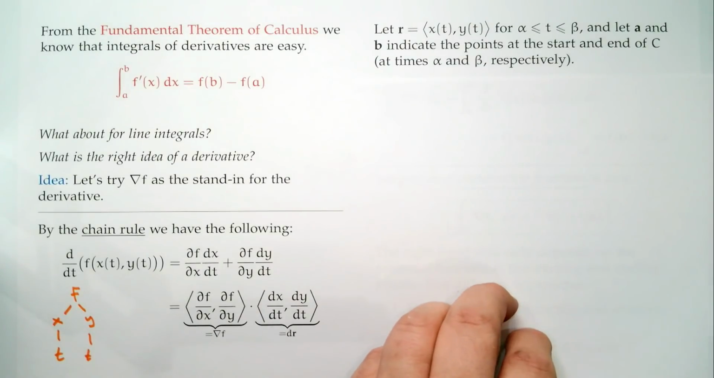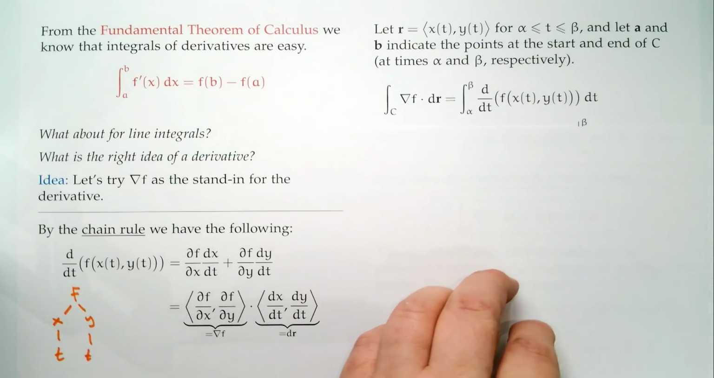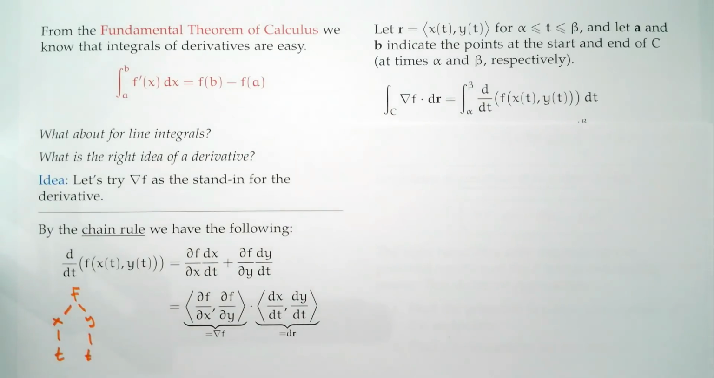So let's see what happens. We want to compute the integral of the gradient of f dot dr. This is a type of integral we were talking about for line integrals, where we had something like m dx plus n dy. That's the type of integral you have here.